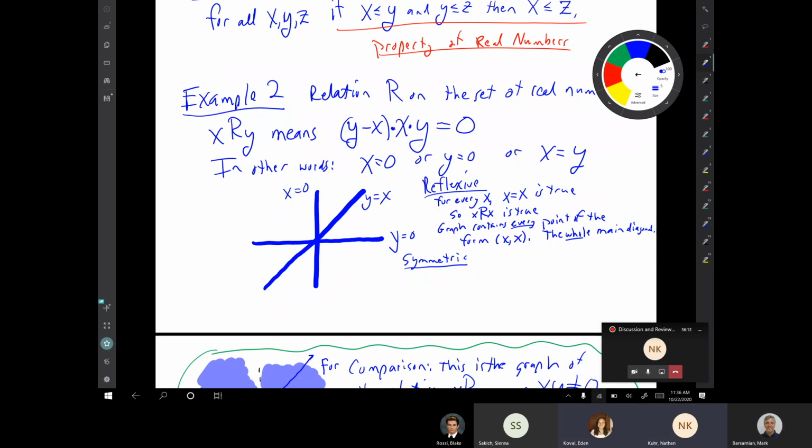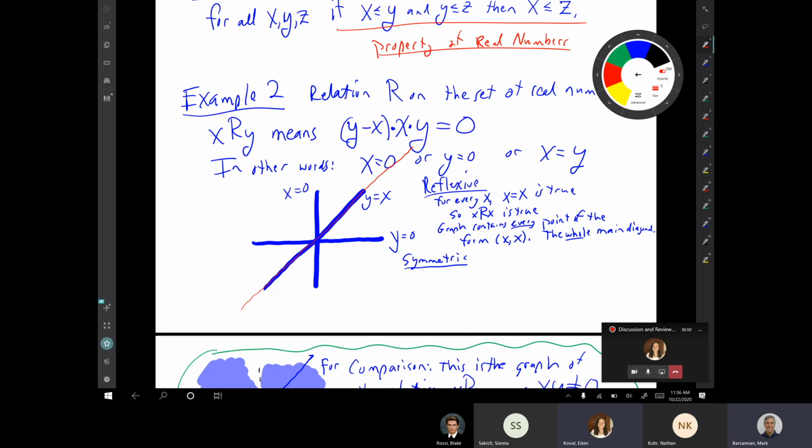From what I can remember, the y equals x line usually indicates symmetry, I think, because since y equals x, if x is related to y, then y should be related to x because they're the same number. So I'm pretty sure that on graphs the x equals y line is the symmetric line.